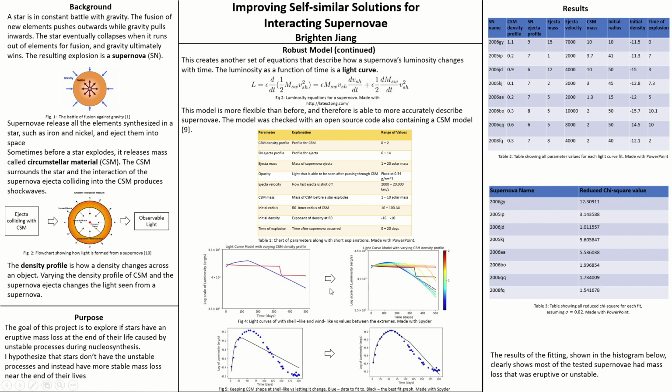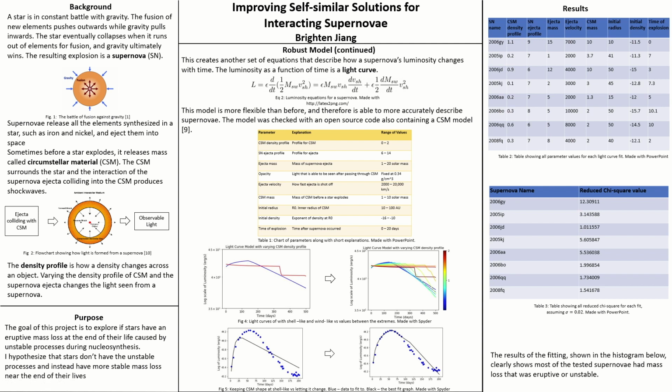Figure 4 shows an example of the improvement that this model made. So on the left, you can see luminosity as a function of time, and this blue curve shows a wind-like extreme for the CSM profile, and the red curve shows a shell-like extreme for the CSM profile. So that's what current models are able to input. And compared to the right, you can see there's a much more variety of shapes if you are able to input values between those two known extremes.